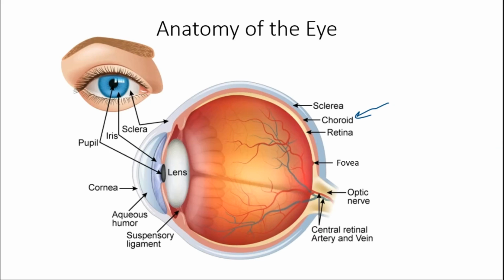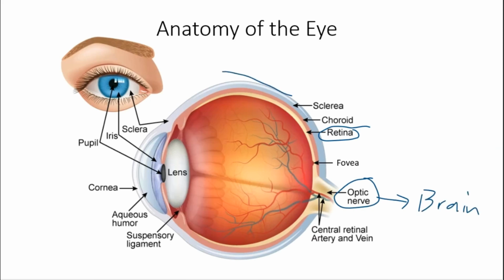The inner layer here is what we call the retina, and the retina is the layer where we take the photo, the light information, energy, and turn it into neuronal signals that your brain can understand. The retina is lined with a number of photoreceptors. We'll talk about the photoreceptors in just a little bit, and send it out through the optic nerves to the brain.